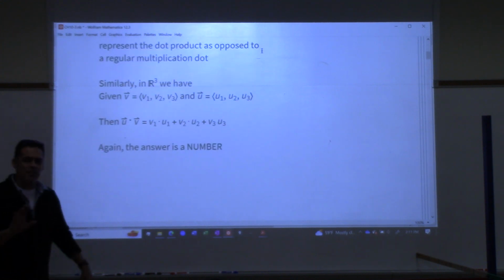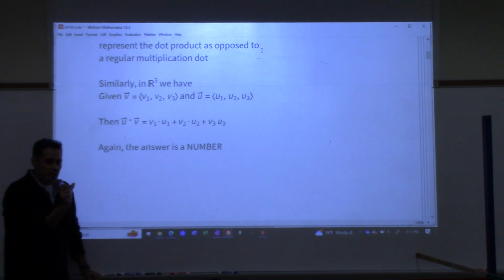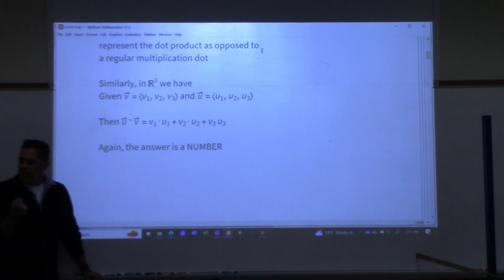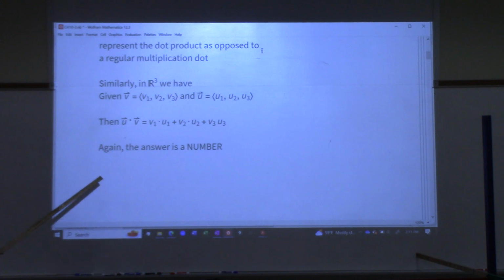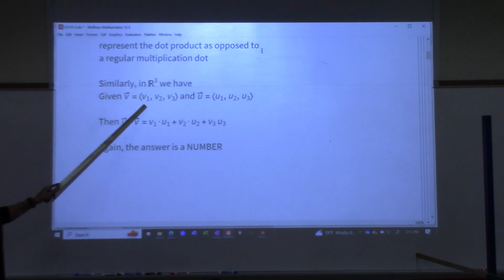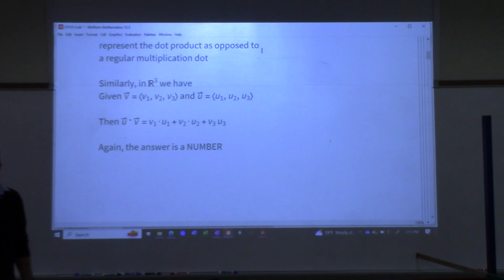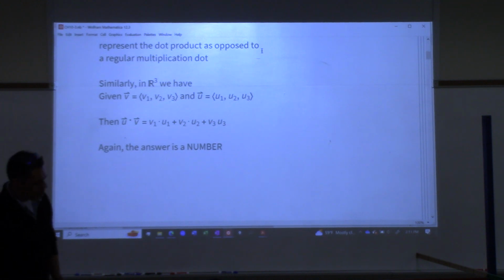This has not happened to us very much in our mathematical lives. Even when we had functions back in algebra, if we multiply two functions, our answer would be a function. You multiply two numbers, 4 times 7, your answer is a number. Here we're taking two vectors and getting a number: taking two cats and getting a dog. This is weird. We'll have to make sense out of this in a minute. So how do we do it in R3? Three-component vectors. You multiply the first components together, then the second components together, then the third components together. Add up all that, and you get a number.